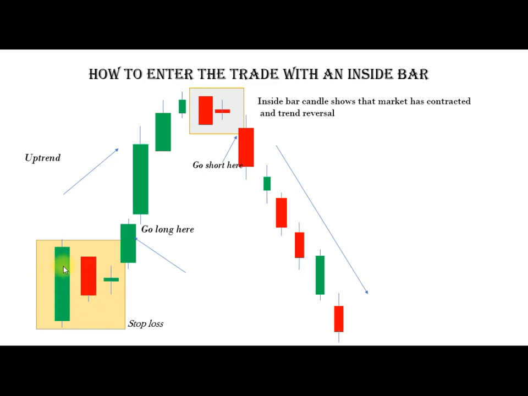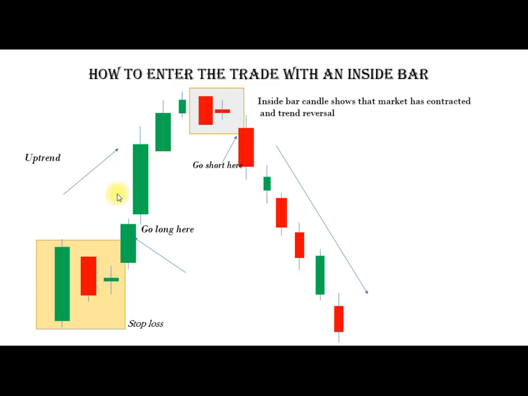So this is the mother candle and these two are the child bars. One can enter into the trade if this high or low is taken away. Here we can see that the third green candle broke the high of the mother candle, so we can go long here. The stop loss will be the low of the mother candle.